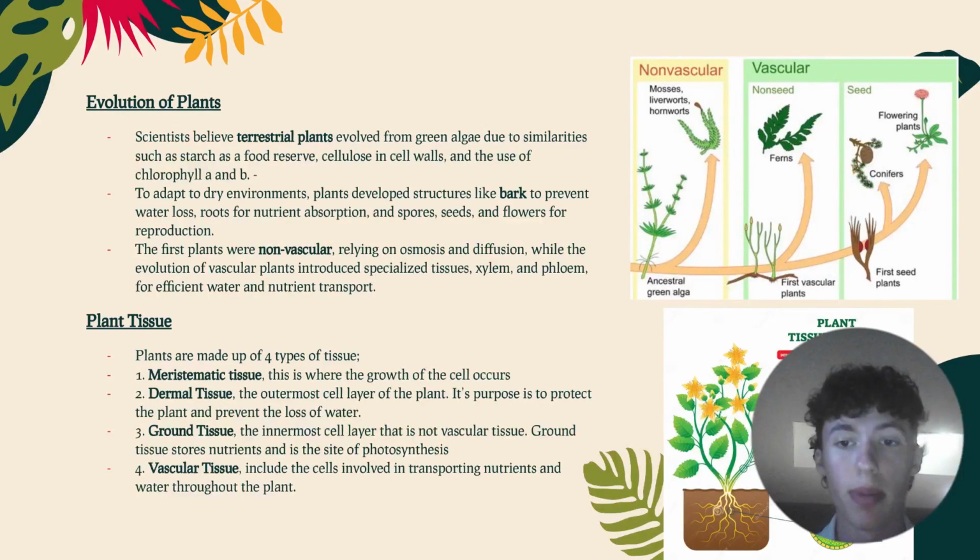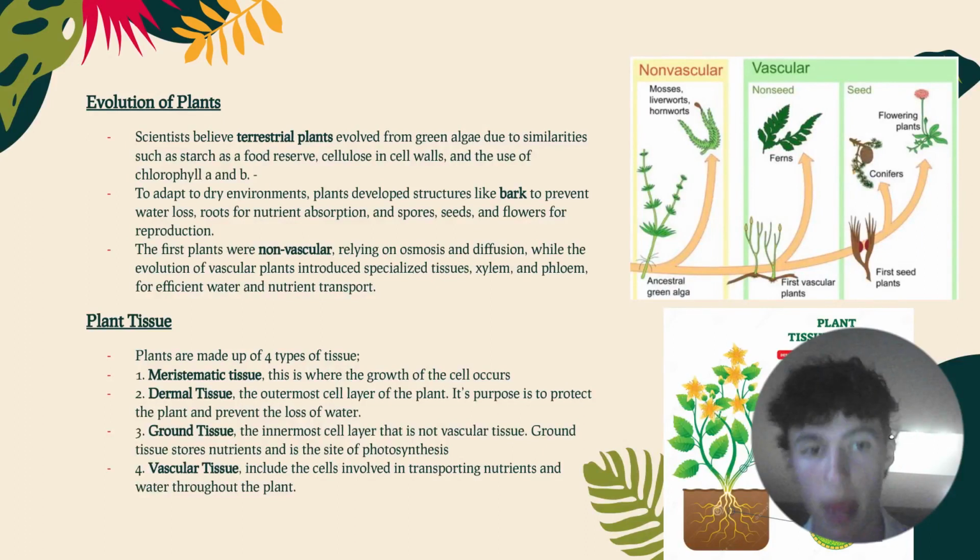The first plants were believed to be non-vascular, relying on osmosis and diffusion, while the evolution of vascular plants introduced specialized tissue, xylem and phloem, for efficient water and nutrient transportation throughout the plant.